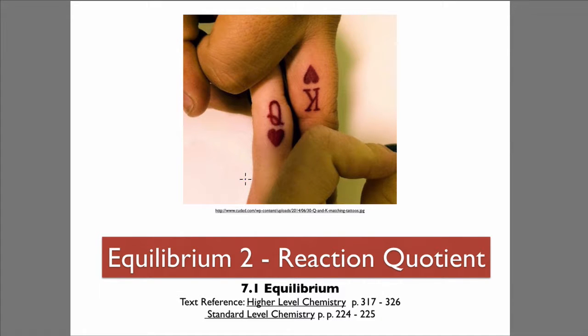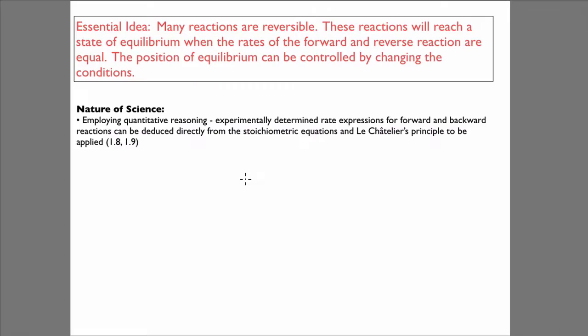Equilibrium 2, reaction quotient. The essential idea: many reactions are reversible. These reactions will reach a state of equilibrium when the rates of the forward and reverse reaction are equal. The position of equilibrium can be controlled by changing the conditions. Nature of science: employing quantitative reasoning.